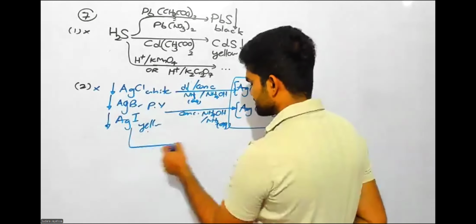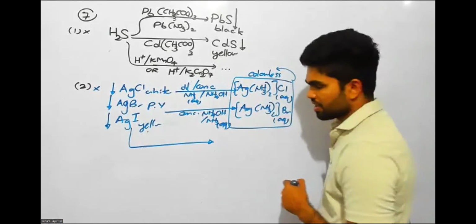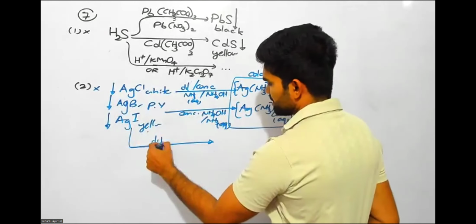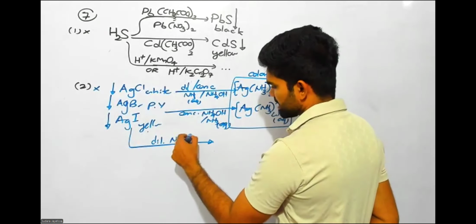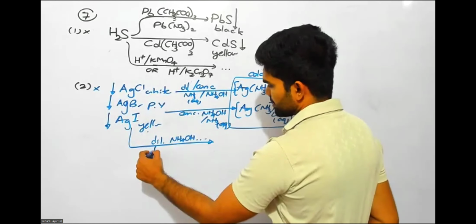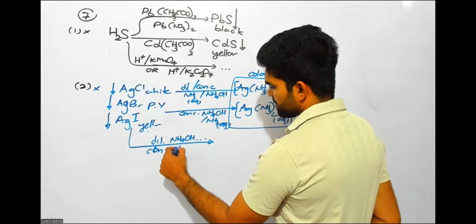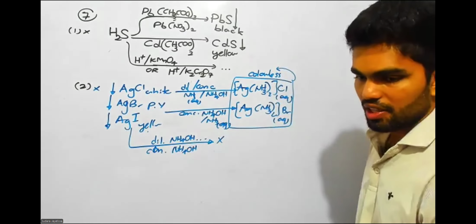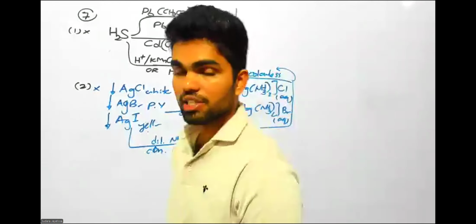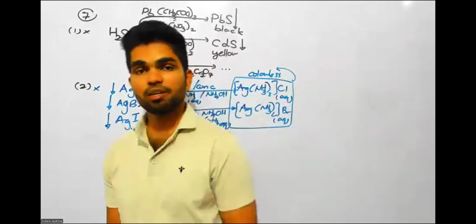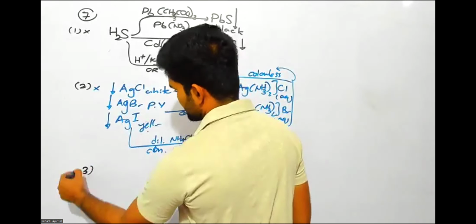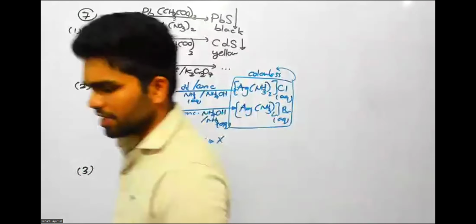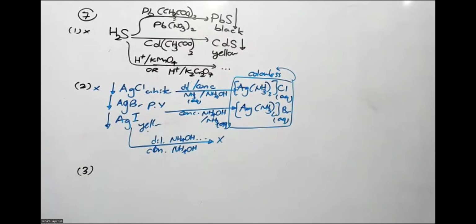And silver iodide. Now I hope you remember the rest. If you add even dilute ammonium hydroxide, or if you add conc ammonium hydroxide, whatever you are adding, it's not going to dissolve. Okay, so here it is telling it will dissolve with conc ammonium hydroxide. It is wrong. Okay, it's not going to dissolve with any ammonium hydroxide or ammonia. Then check the third statement.